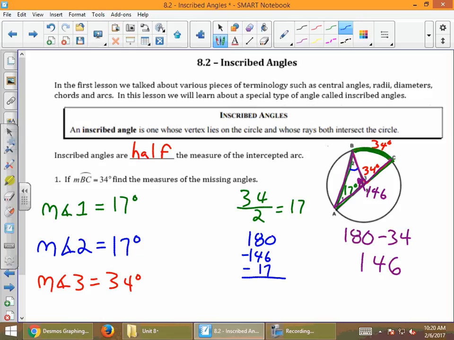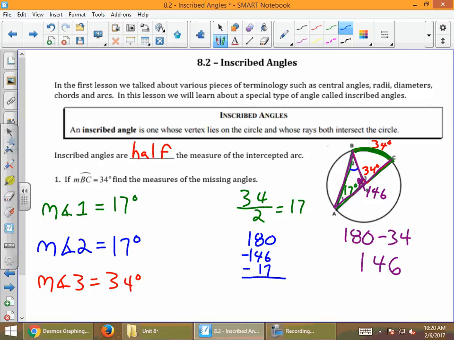You could have also known that this segment is a radius, and this segment is a radius. And these are connected by a chord. That made an isosceles triangle. If one is 17, the other one had to be 17. Lots of various different ways to solve this.